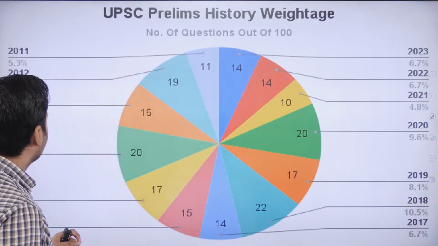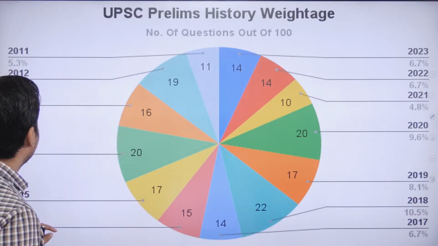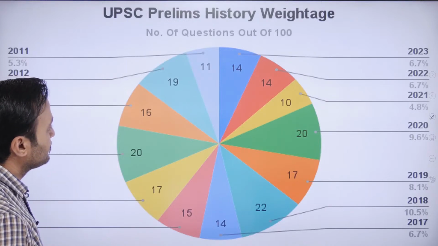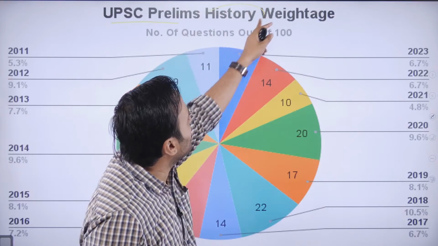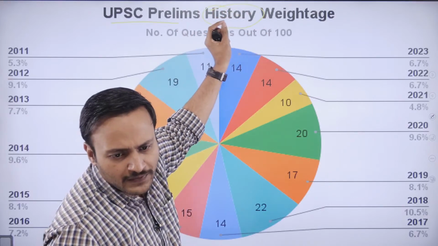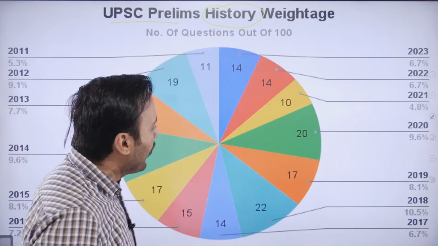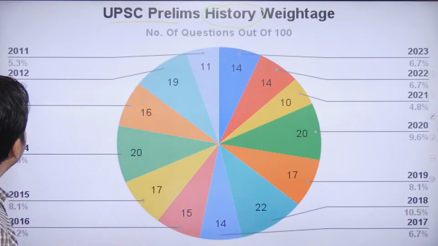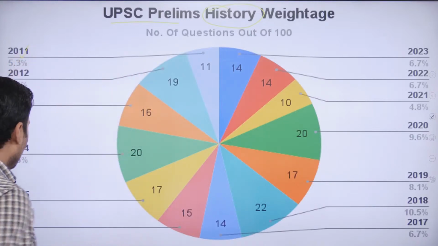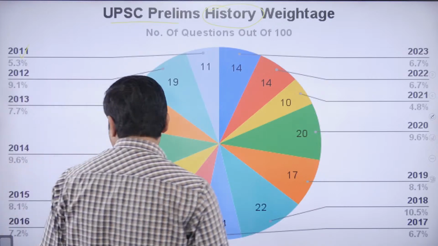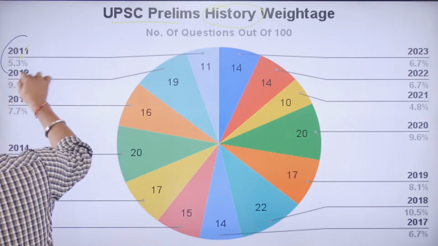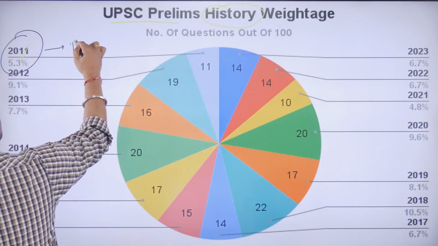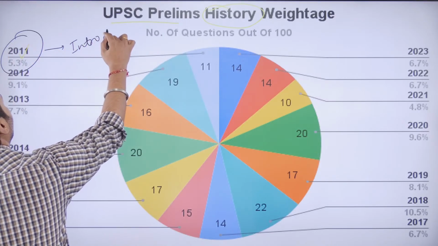Number of questions out of 100 questions in the preliminary stage of the examination. If you observe, a subject-wise analysis is there. UPSC Prelims history weightage, particularly the questions of history we are talking about. We have data since 2011, right? Why since 2011? It is because in 2011, we had the introduction of CSAT.